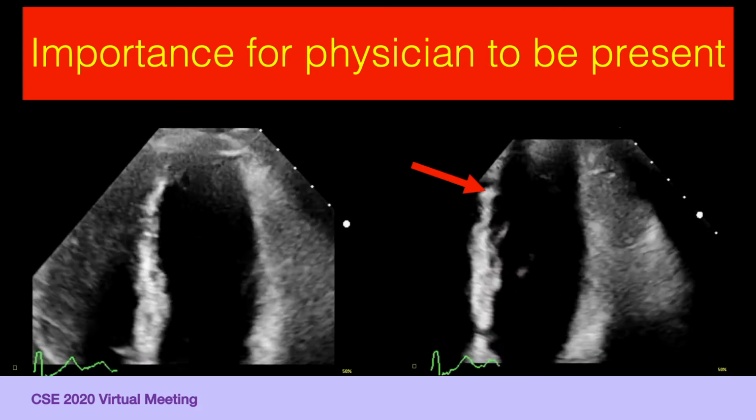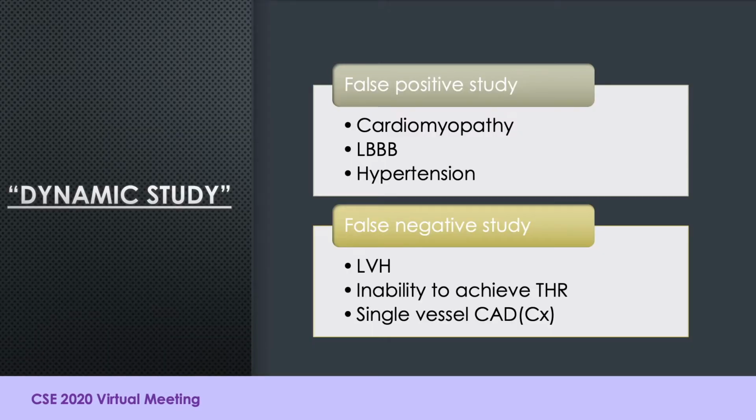As we mentioned, this is a dynamic study. One can have, however, false positive studies, particularly in underlying cardiomyopathies, left bundle branch block, or severe hypertension. A false negative study can occur in left ventricular hypertrophy, an inability to achieve a target heart rate, or single vessel coronary artery disease, particularly the circumflex. A stress echo may have sensitivity of 80-85% with a proximal LAD lesion, but perhaps 70% sensitivity for detecting ischemia with a circumflex lesion.